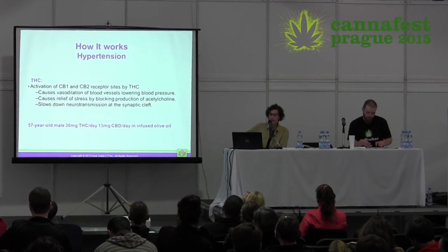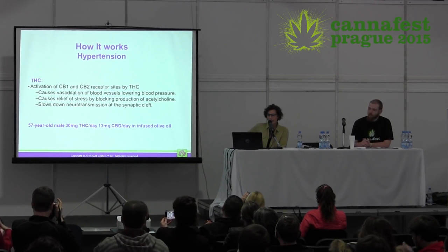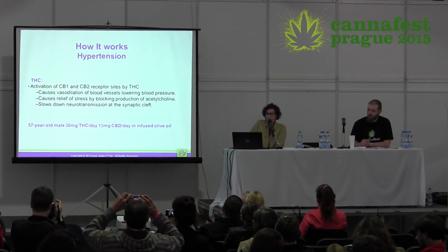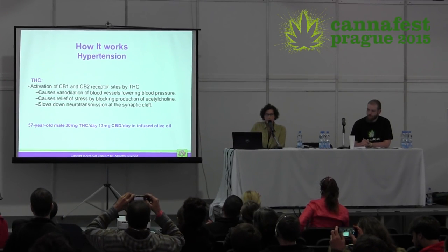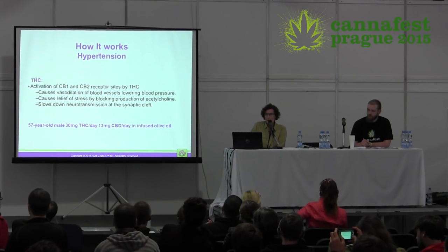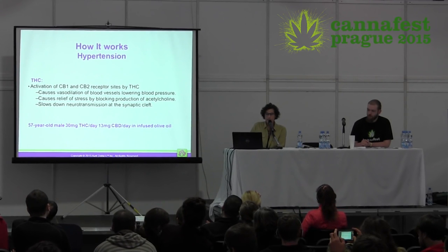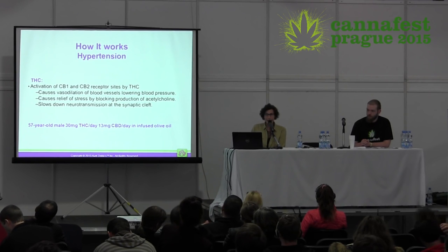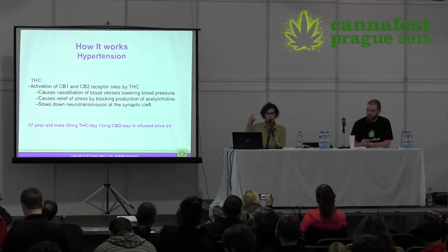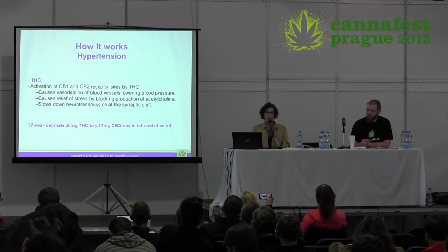It activates the CB1 and CB2 receptor sites, and then vasodilation of blood vessels, lowering blood pressure, causes relief of stress by blocking production of acetylcholine within the brain, and slows down the neurotransmission at the synaptic cleft. So one of the reasons THC works so well for people with PTSD is because of this interference with the acetylcholine in the brain. That is what causes, or helps with, our short-term memory.